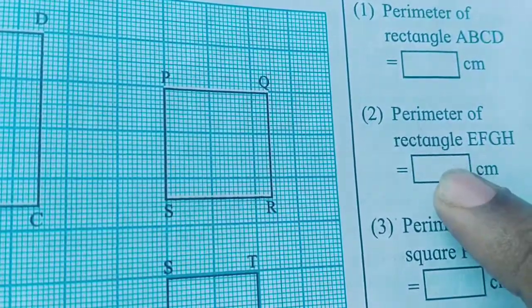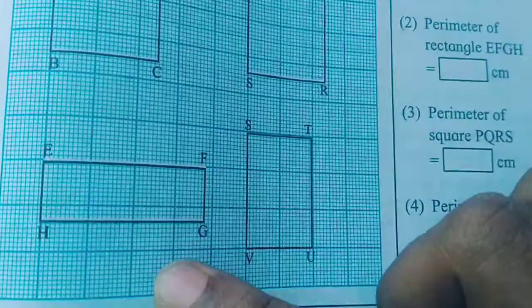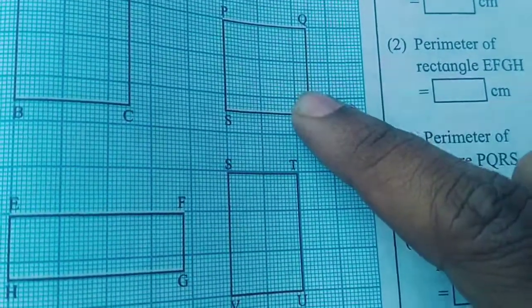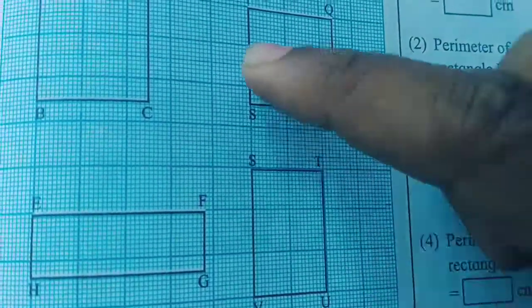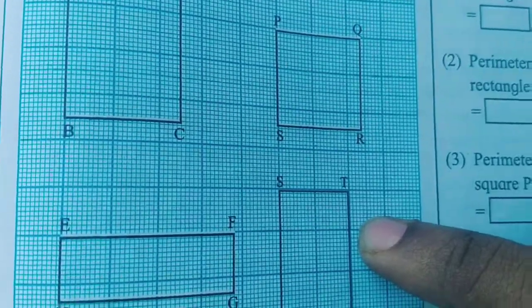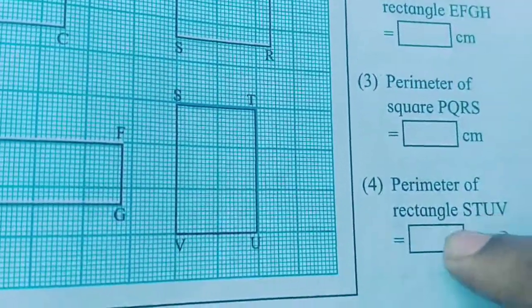Similarly, find the perimeter of rectangle EFGH, this one, and square PQRS and this rectangle. You have to find the perimeter by solving in your classwork copy, and then write the answers here in your textbook too, in this box.